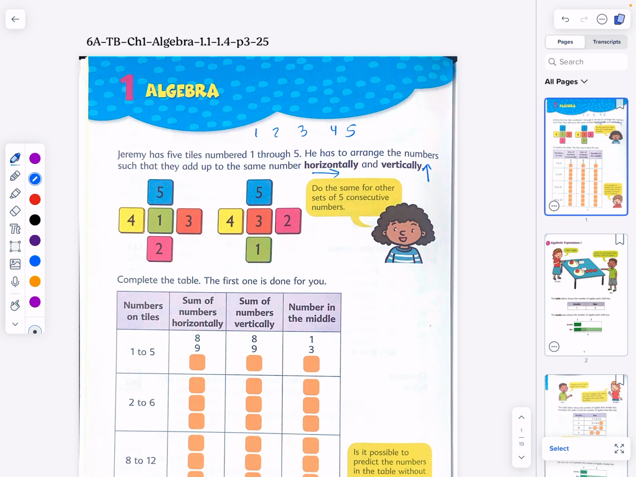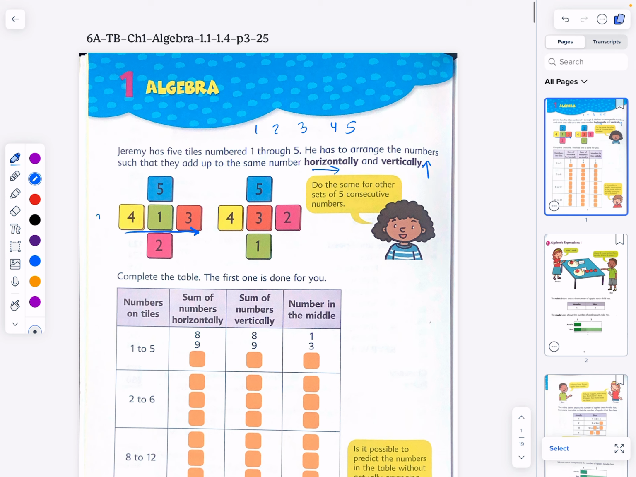For example, we already have an example. Horizontally, 4 plus 1 plus 3 equals 8, and vertically, 5 plus 1 plus 2, 4 plus 1 plus 3 equals 8, and 5 plus 1 plus 3 equals 8. Now take a look at the second arrangement. Horizontally, we have 4 plus 3 plus 2, 9, and vertically, we have 5 plus 3 plus 1, also 9. Notice each time we pick a different central tile or number in the middle.